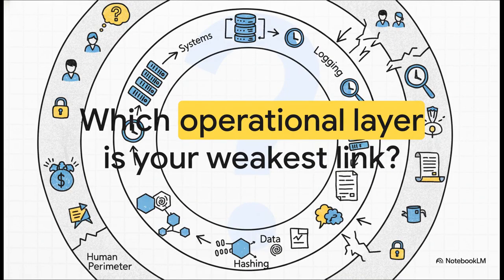We've covered a ton of ground today, moving all the way from the mathematical certainty of data hashing right out to the psychological complexities of the human perimeter. So I want to leave you with a final thought to apply to your own environment. Looking at these concentric rings, data, systems, logging, and humans, which operational layer is your organization's weakest link? Assess your environment, apply this framework, and we'll see you in the next explainer.